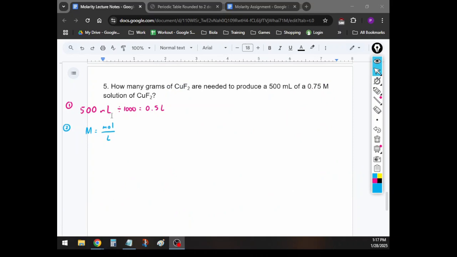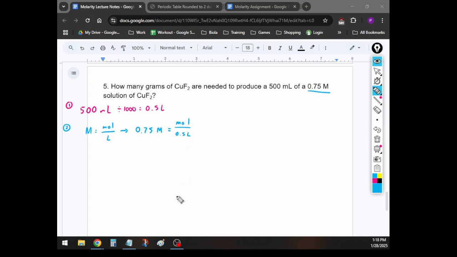First step is you want to turn milliliters into liters. Just make sure you did 500 divided by 1,000. You get 0.5 liters. Step 2, we're going to use the molarity formula and plug in the numbers that we have. If you take a look at the problem, we have 0.75 molarity, so we're going to put that on the left side of the equal sign. So 0.75 molarity equals moles, which you're looking for, divided by 0.5 liters.